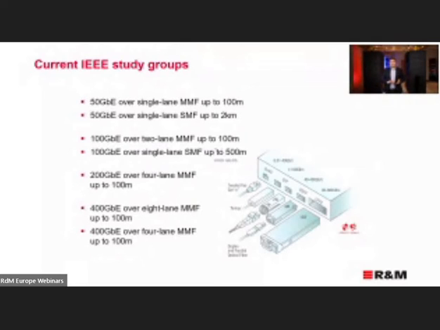A good example of the demand was the 400 gigabit application, which was already developed by IEEE for some large telecommunication operator, because there was a need on the market to have this application.